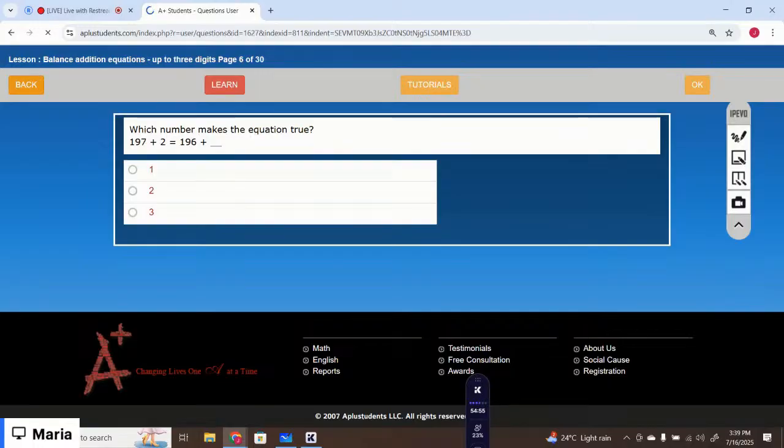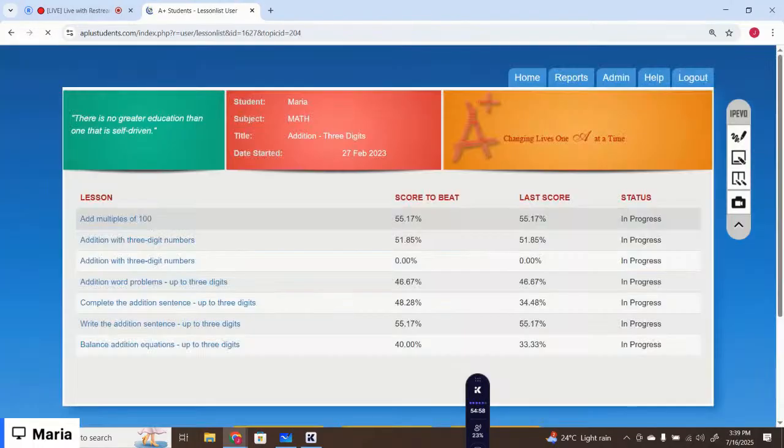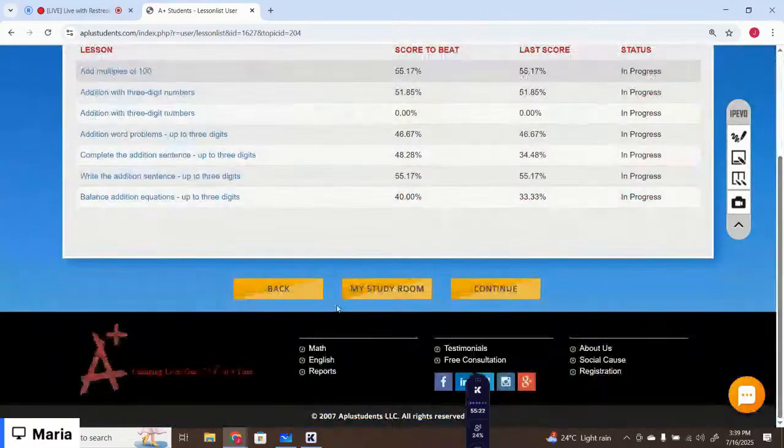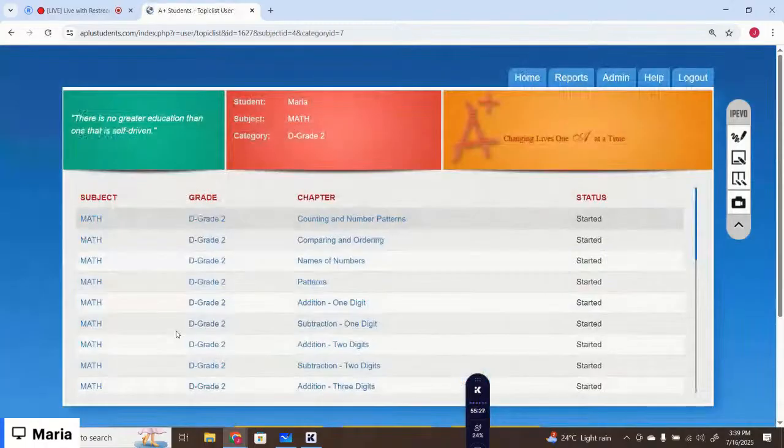Okay, you can complete the lesson. Today in grade 2 math, the chapter we were working on is addition to 3 digits. The lessons we have covered today are complete the addition sentences up to 3 digits, write the addition sentences up to 3 digits, and balance addition equations. So please make sure before the next session you continue all the practice questions of the lessons we just did. That is your homework for the next session.